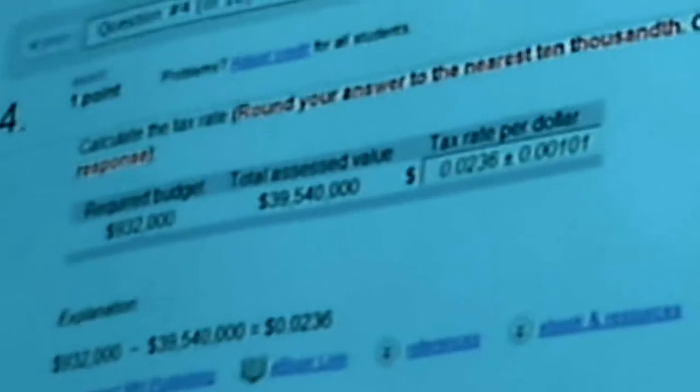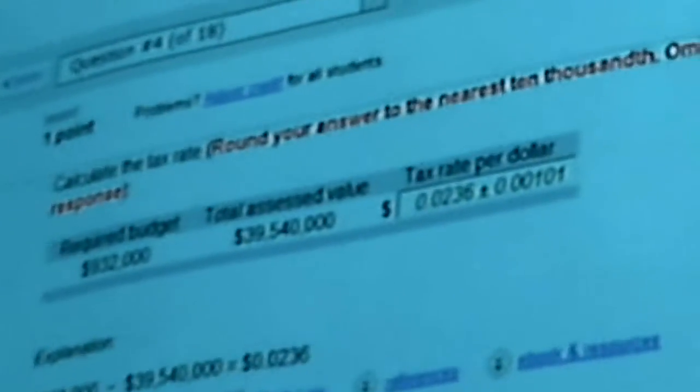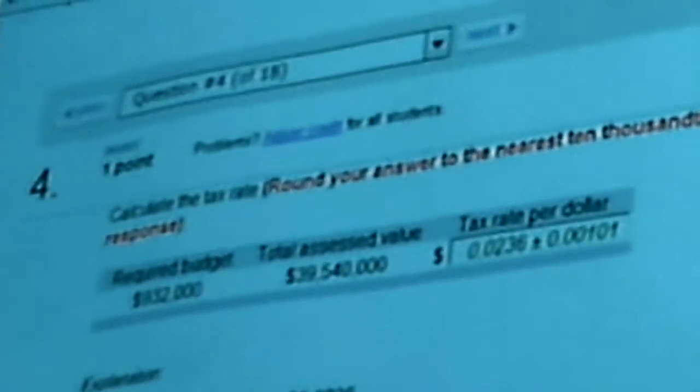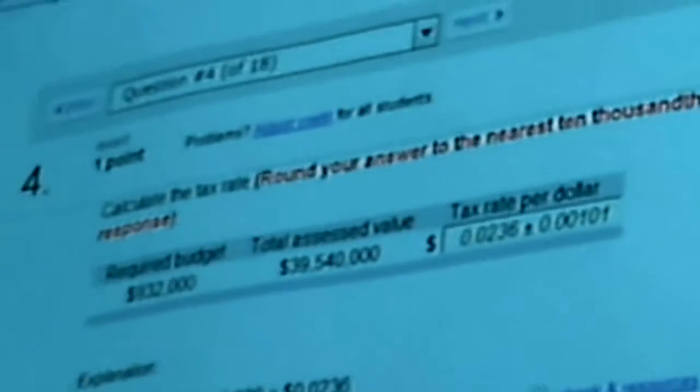Number 4. Okay, again, very simple. The formula, budget divided by total assessed value. Budget needed divided by total assessed value. Now, they don't give us any words here. They don't give us a little situation, unfortunately. But I explained how this works, right? The city needs $932,000 this year.